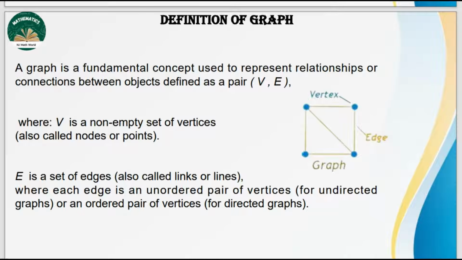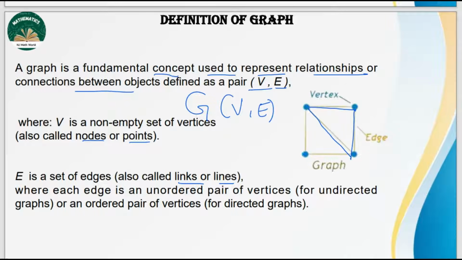The graph is a fundamental concept used to represent the relationship between vertices and edges. What is meant by vertex? A vertex is nothing but a node or a point, and edges are nothing but the lines or links. So if we have something represented as vertices and edges, it is called a graph in our sub chapter.